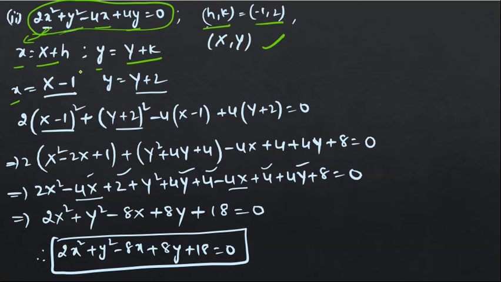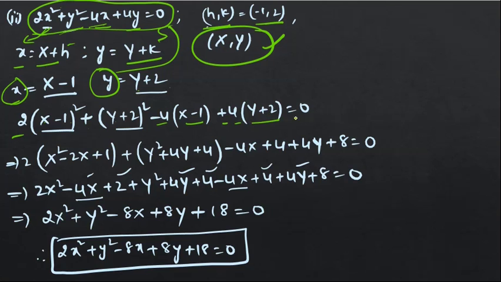So substitute the values of h and k given here. If you substitute that, small x equals capital X minus 1 and small y equals capital Y plus 2. So these small x and small y you need to substitute in this equation, so that I'll get the final equation as the transformed equation in capital X and capital Y. So 2 into (X minus 1) whole square plus (Y plus 2) whole square minus 4 into (X minus 1) plus 4 into (Y plus 2) is equal to 0, right?